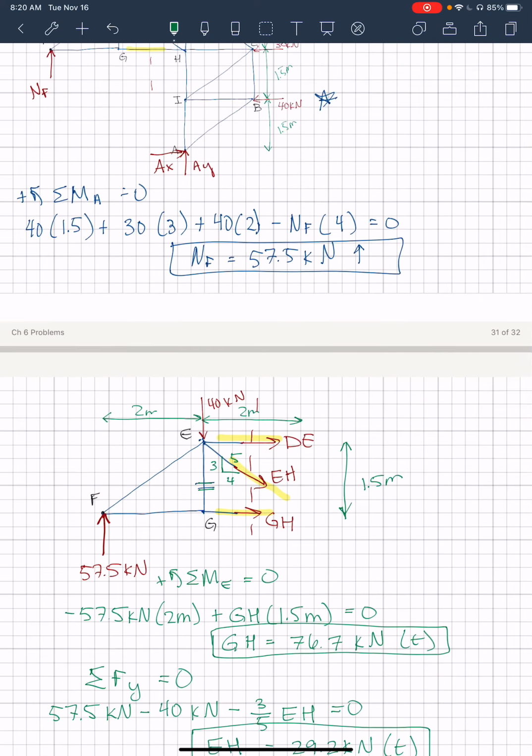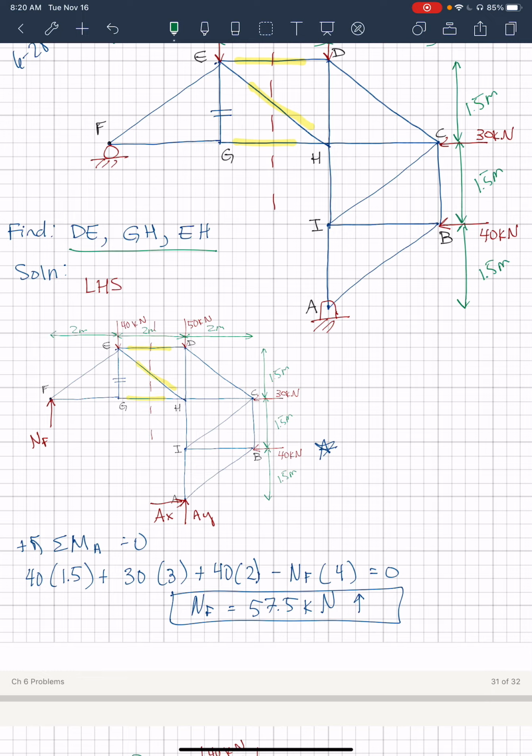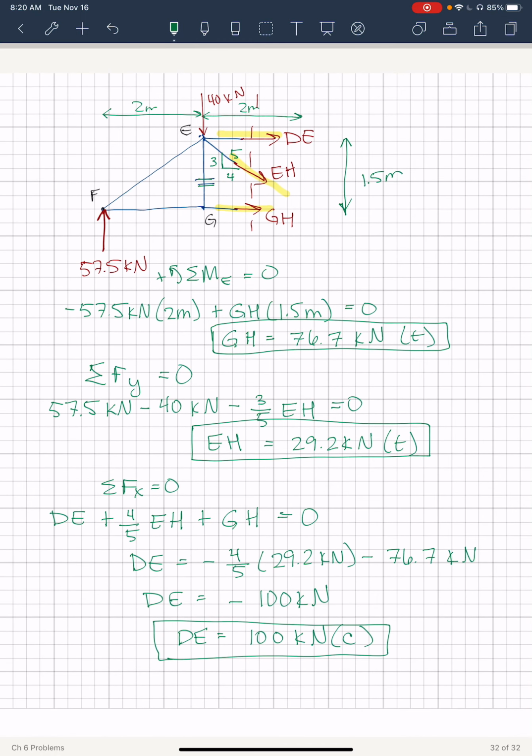Now we'll go back up to the problem statement. They asked us to find DE, GH, and EH. So DE, EH, and GH. So we're done.